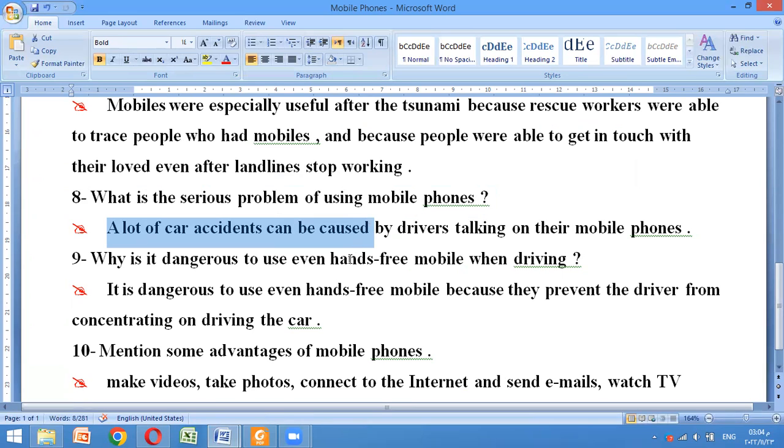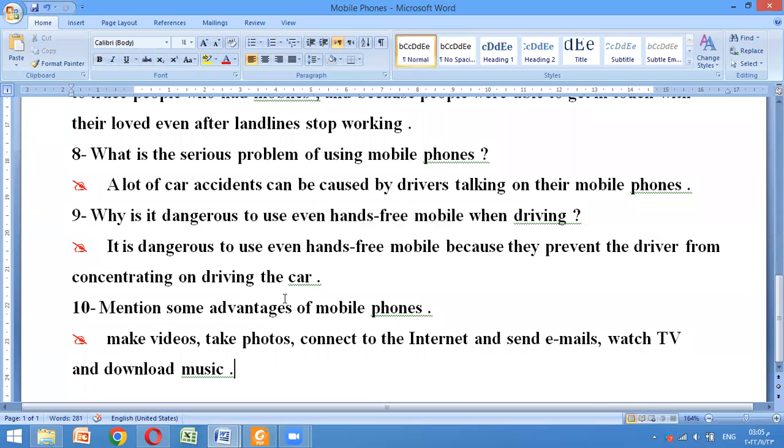We said that even hands-free mobiles are not safe because they cause problems and accidents, especially when you are talking with other people and you are not keeping in touch with the road, so it will also cause problems. So it is dangerous to use even hands-free mobiles because they prevent the driver from concentrating on driving the car.